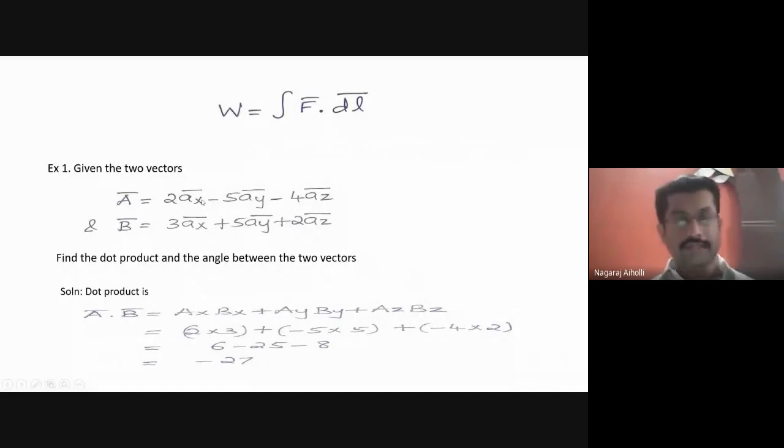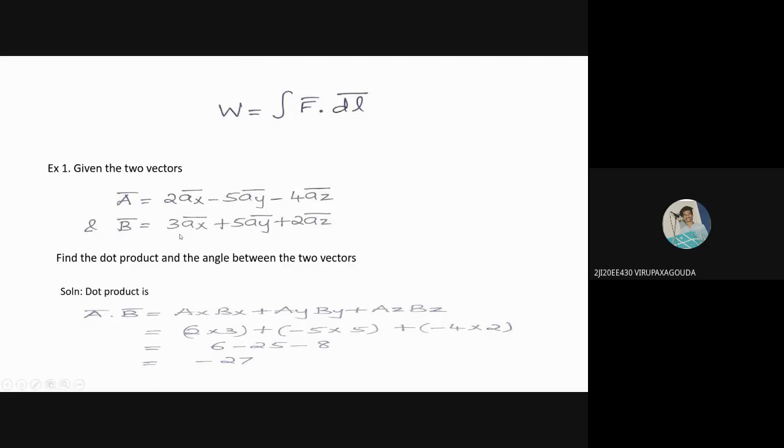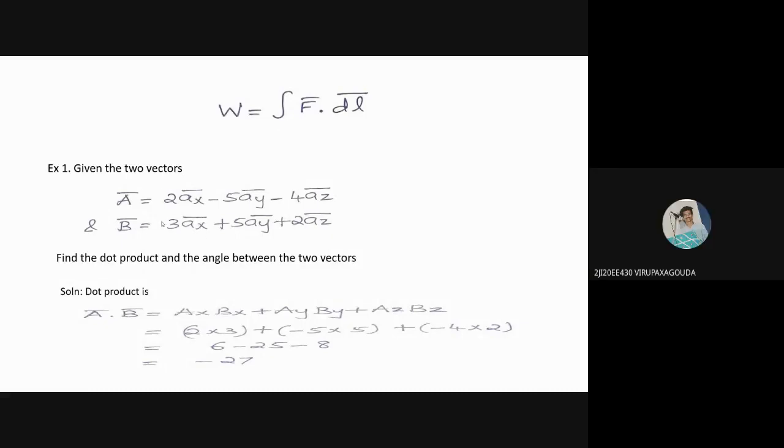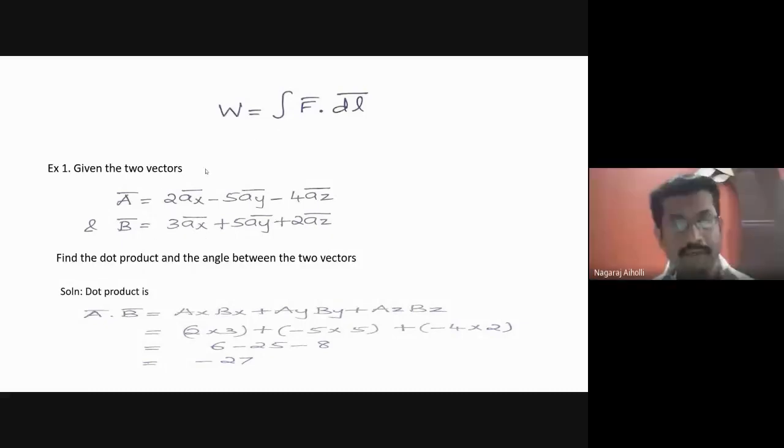What is the x component here? It is 2. The y component is -5. Note that it is -5, don't take it as +5, otherwise the answer will be wrong. Then the z component of vector A is -4. The x component of vector B is 3, the y component of B is 5, and the z component of B is 2.